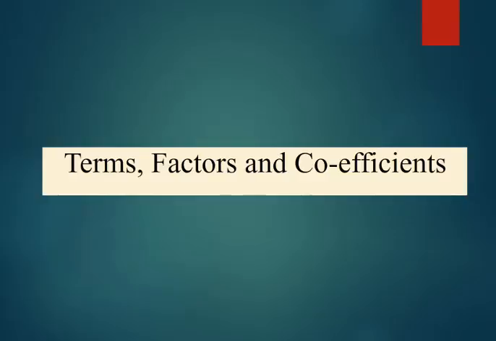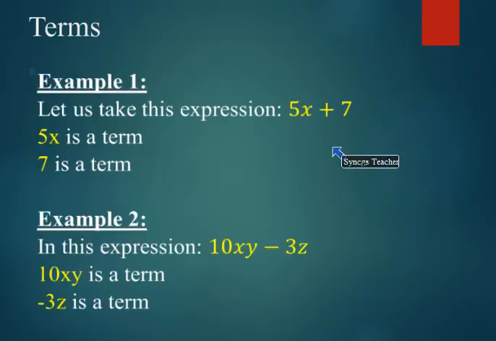Let us now see what terms, factors and coefficients mean in an expression. Consider the expression 5x plus 7. This expression is made up of two terms, that is 5x and 7. So now you might have guessed what term means. Terms are those that are added to form expression. So here 5x and 7 are added to form an expression.